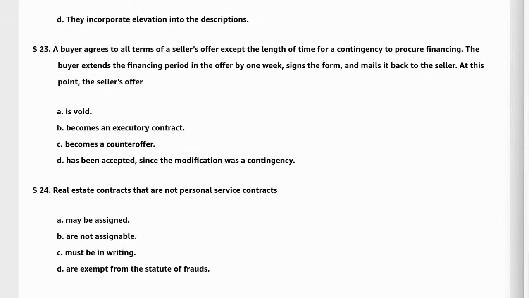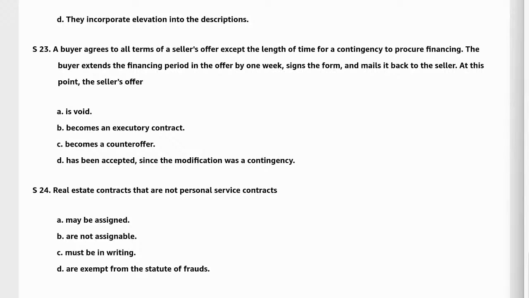So one is actually right. We already know that they must be in writing, but what else? Especially if it's a contract that's a year or more, because a lease doesn't have to be signed or in writing. It doesn't say what kind of real estate contract, whether it's a lease or a 1 to 4 family residence resale. So contracts that are not personal service contracts may be assigned.